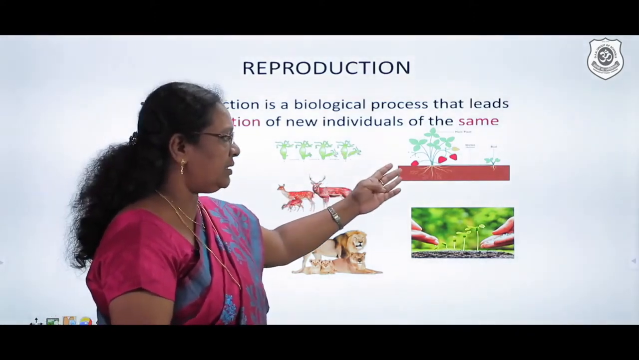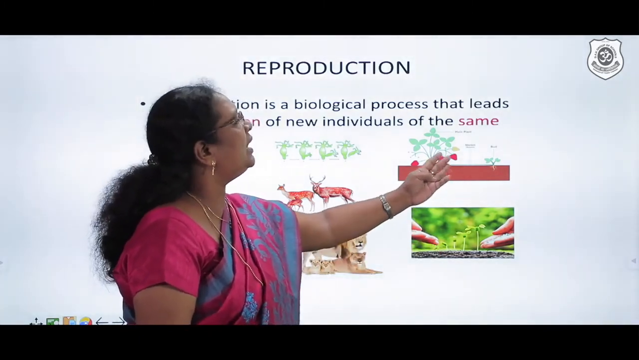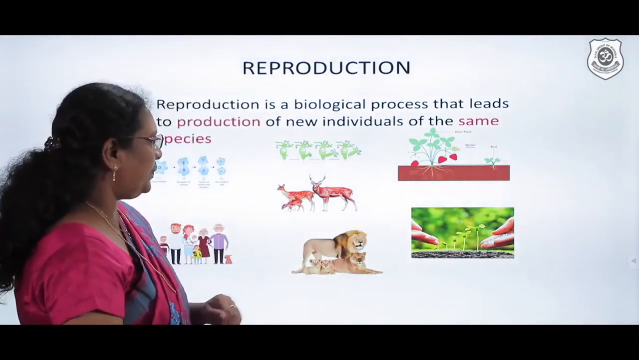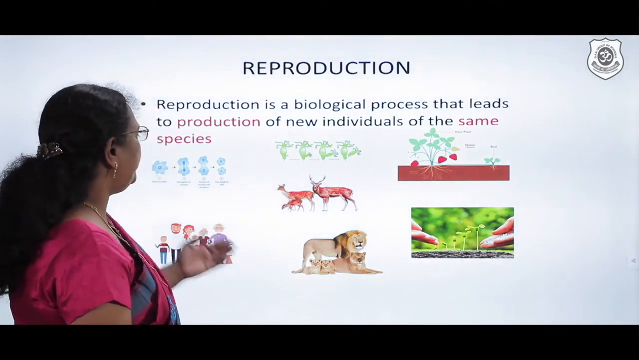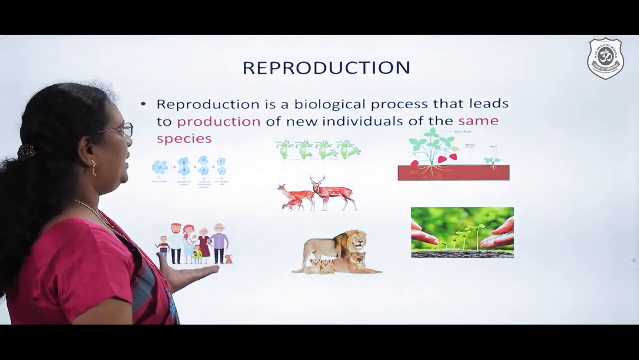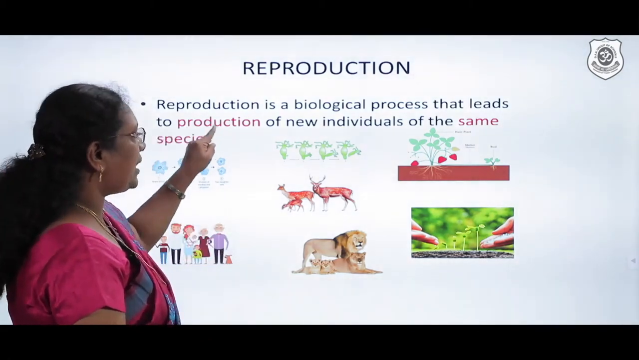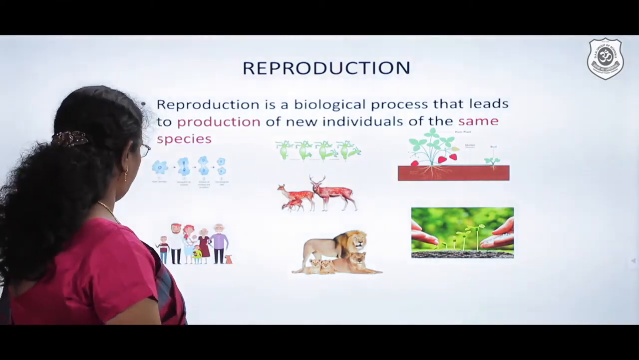We have plants. They sometimes grow through the seeds, sometimes with the help of a runner, you find another young plant can also be grown. We have the lion and its cub. We have the young one with the deer, and of course a family. So reproduction is a biological process that leads to production of new individuals of the same species.